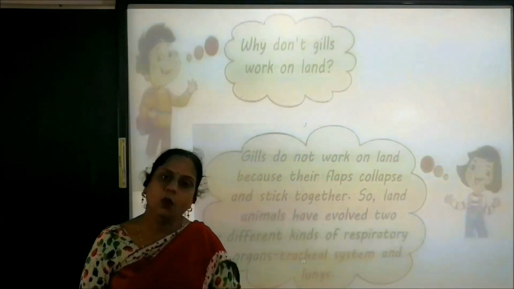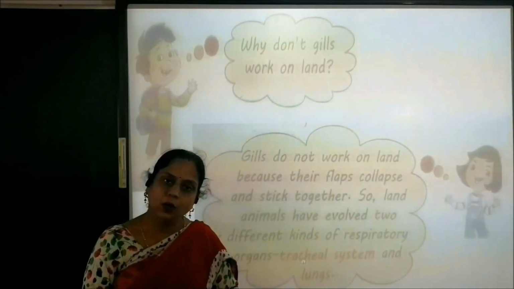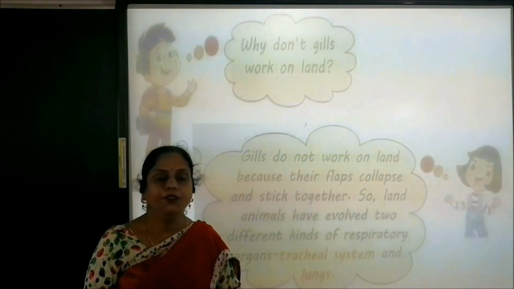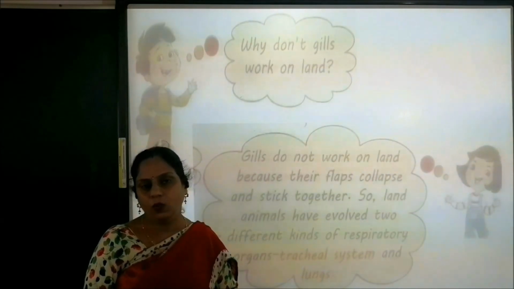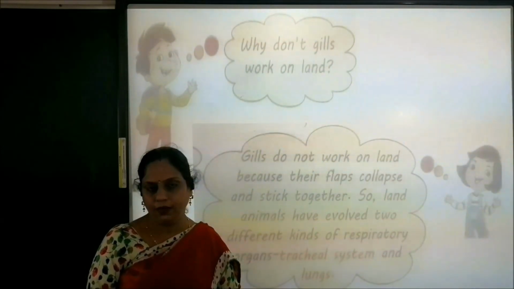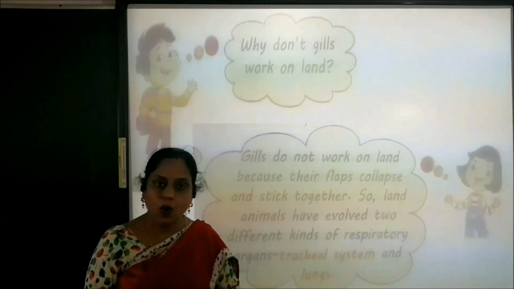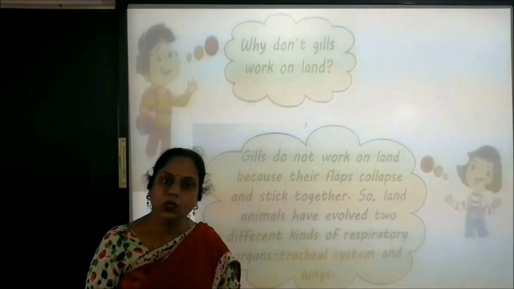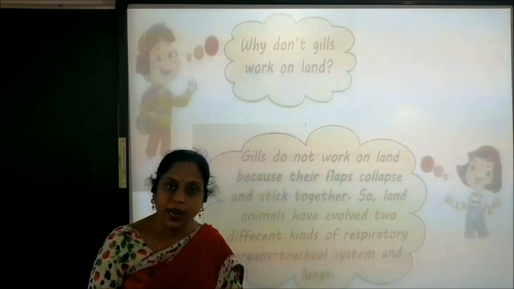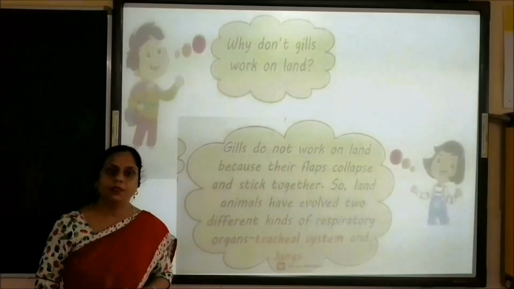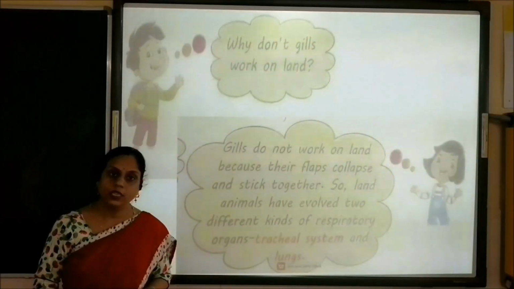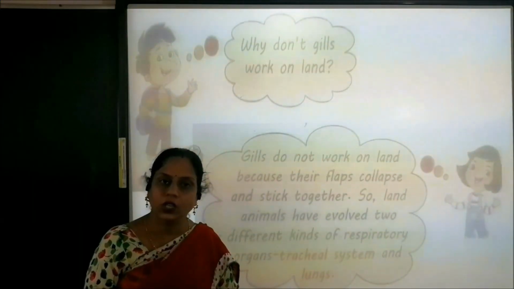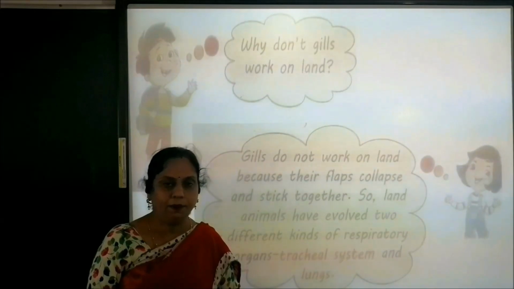Now tell me, children, one thing. Why don't gills work on land? That means, if a fish is taken out of the water, it will die. Why? Because gills dry up, and the exchange of gases stops. Why do these gills dry up? Because these flaps collapse and stick together. That's why gills dry up and no exchange of gases takes place.